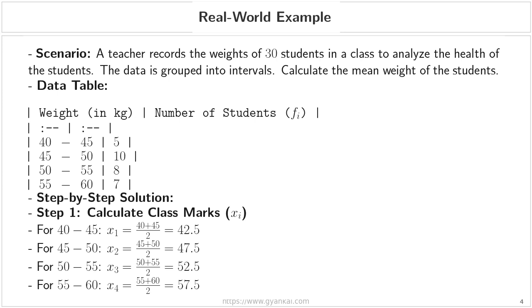For the third interval, 50 to 55, we get 52.5. And finally, for the last interval, 55 to 60, the class mark is 57.5. Now that we have these midpoints, we are ready to move on to the next step, which we will see in the next slide, where we'll multiply these marks by their frequencies.